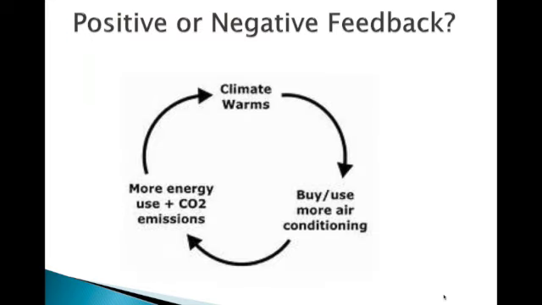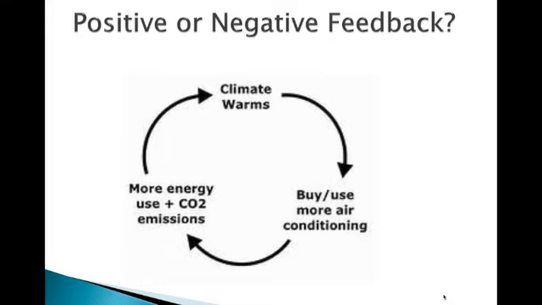If you look at this picture up here, the climate warms, and so we buy more air conditioning, which releases more carbon dioxide, which causes the climate to warm, which then causes us to buy more air conditioning, which releases more carbon dioxide, which causes the climate to warm. Is that positive or negative feedback? The answer is that is positive feedback. It's building, right? So our action of buying more air conditioning releases more carbon dioxide, which causes the planet to get warmer, which means more houses need air conditioning. So we're in positive feedback at that state.